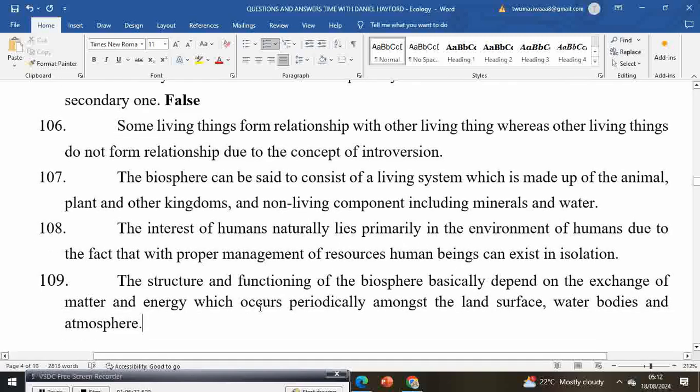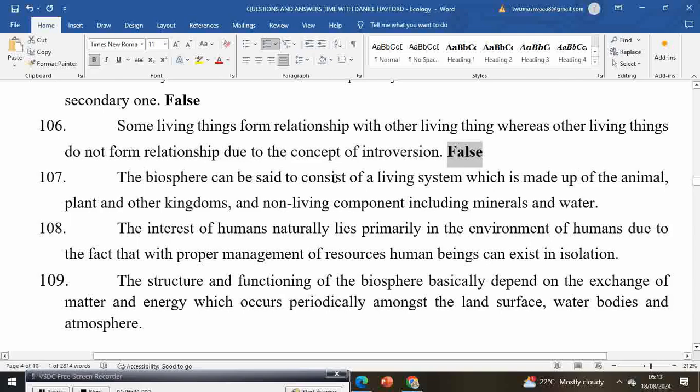Question number 106. Some living things form relationships with other living things, whereas other living things do not form relationships due to the concept of introversion. This statement is false. All living things form relationships.